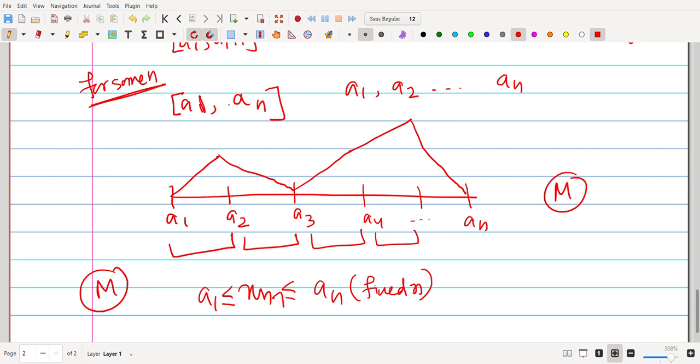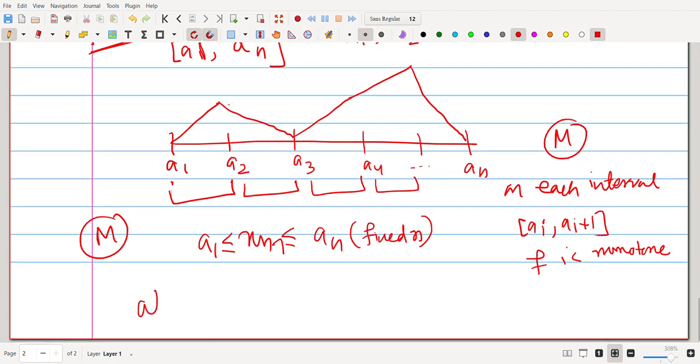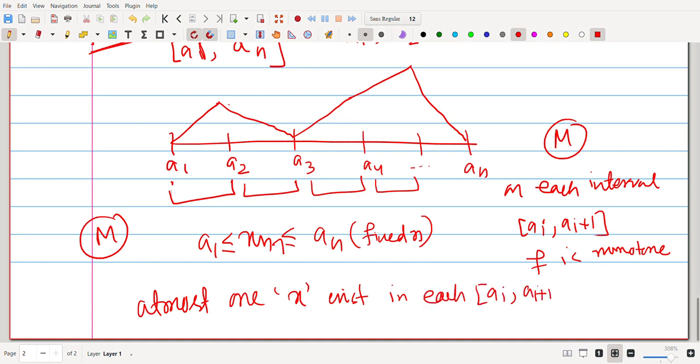Because on each interval a_i to a_{i+1}, f is monotone. That means at most one x exists in each (a_i, a_{i+1}) such that f(x) equals m. That means there don't exist infinitely many x such that f(x) equals m from this bounded part.